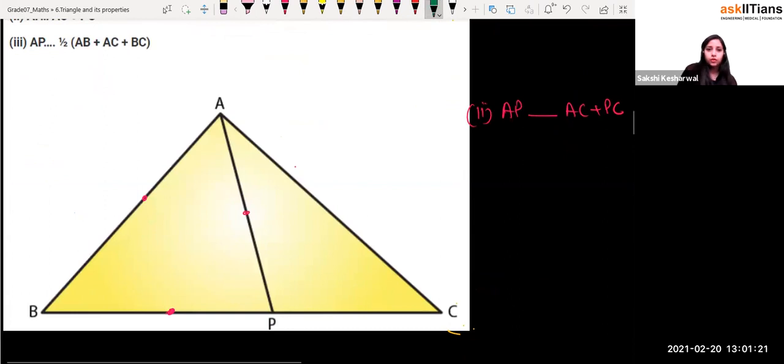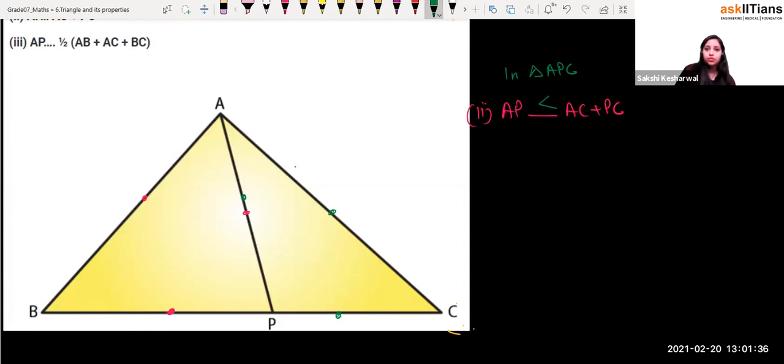Okay, it's talking about AP length, AC length, and PC length. So which triangle is it talking about? Triangle APC. Now, if there is a triangle, then the triangle inequality exists: the sum of two sides is greater than the third side, right?